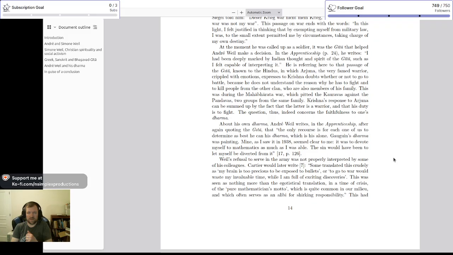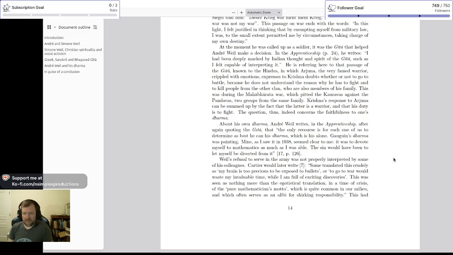Krishna's response to Arjuna can be summed up by the fact that the latter is a warrior and that his duty is to fight. The question thus, indeed, concerns the faithfulness to one's dharma. About his own dharma, André Weil writes in The Apprenticeship, after again quoting the Gita, that the only recourse is for each one of us to determine as best he can his own dharma, which is his alone. "Gauguin's dharma was painting. Mine, as I saw it in 1938, seemed clear to me. It was to devote myself to mathematics, as much as I was able. The sin would have been to let myself be diverted from it." Weil's refusal to serve in the army was not properly interpreted by some of his colleagues.